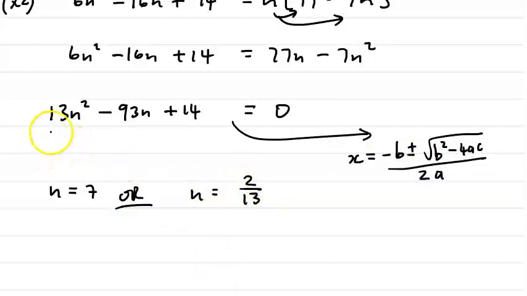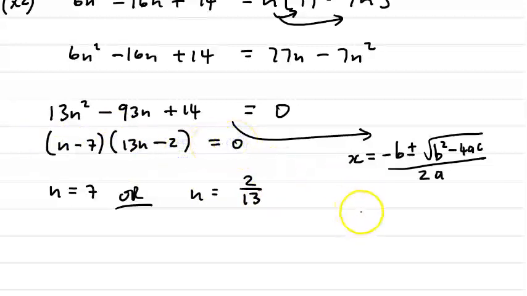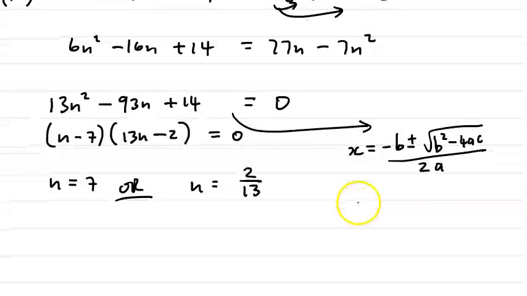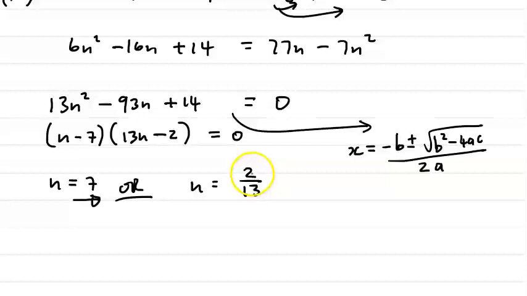Now let's go back and write out the factors. So that'll be n minus 7 and 13n minus 2 equals 0. So that's one way in which we can do this particular question. But it's important for us to now reject the answer that is not a natural number, because remember that n has to be a natural number. So therefore, 2 over 13 is not a natural number. So we must write down not applicable.